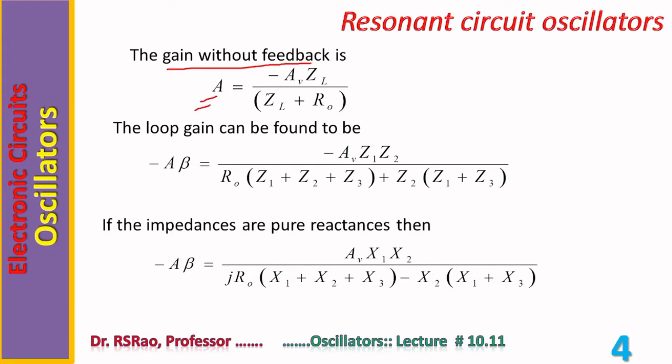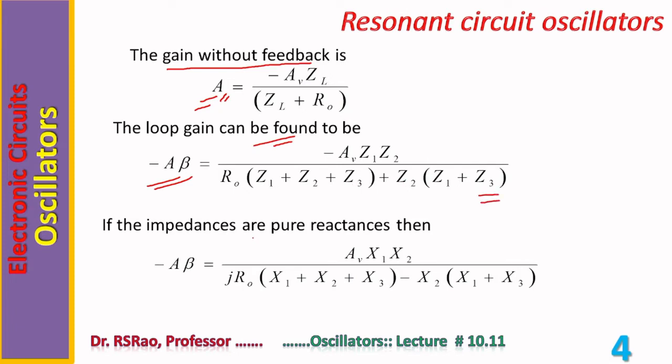Analysis gives us the gain without feedback, A equal to minus Av ZL by ZL plus R0. Loop gain is minus A beta. Minus A beta can be found equal to minus Av Z1 Z2 by R0 (Z1 plus Z2 plus Z3) plus Z2 (Z1 plus Z3).